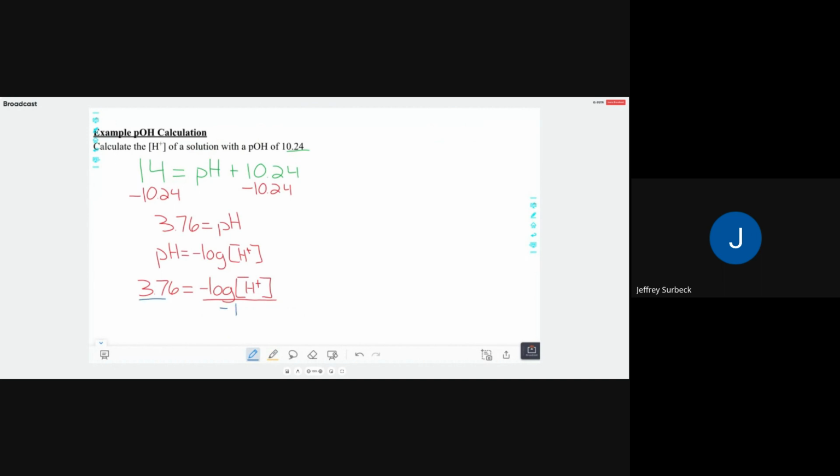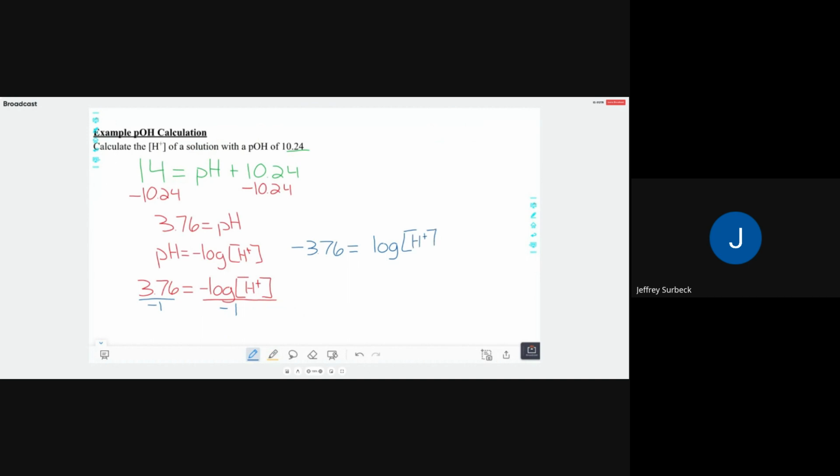And so if I divide this number on the left by -1, what does that number turn into? Yeah, -3.76. And you're thinking, hey, that really doesn't do a whole lot, but it's really, really helpful because now we have log of our H plus.